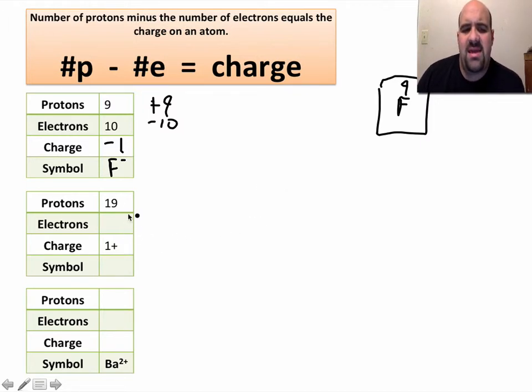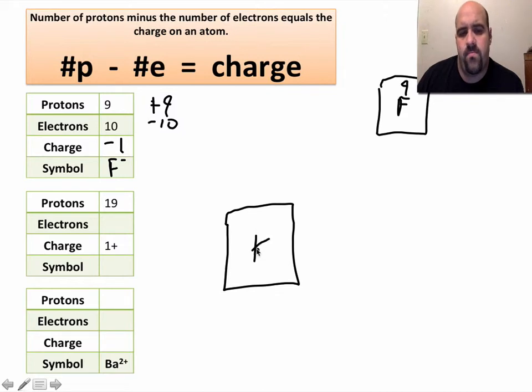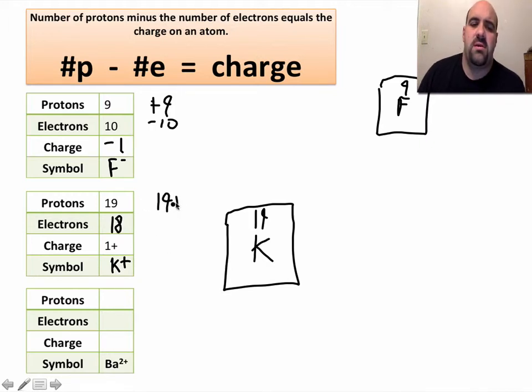If we wanted 19 protons, we look on the periodic table, that should be potassium. So we end up with 19 here. The symbol for this is K. And potassium has a +1 charge, which means it must have 1 more proton than electrons. It can only be 18 electrons, because you have 19 positive charges. How many negatives do you have so that the overall charge is a +1? Well, there can only be -18, because 19 minus 18 is a 1.